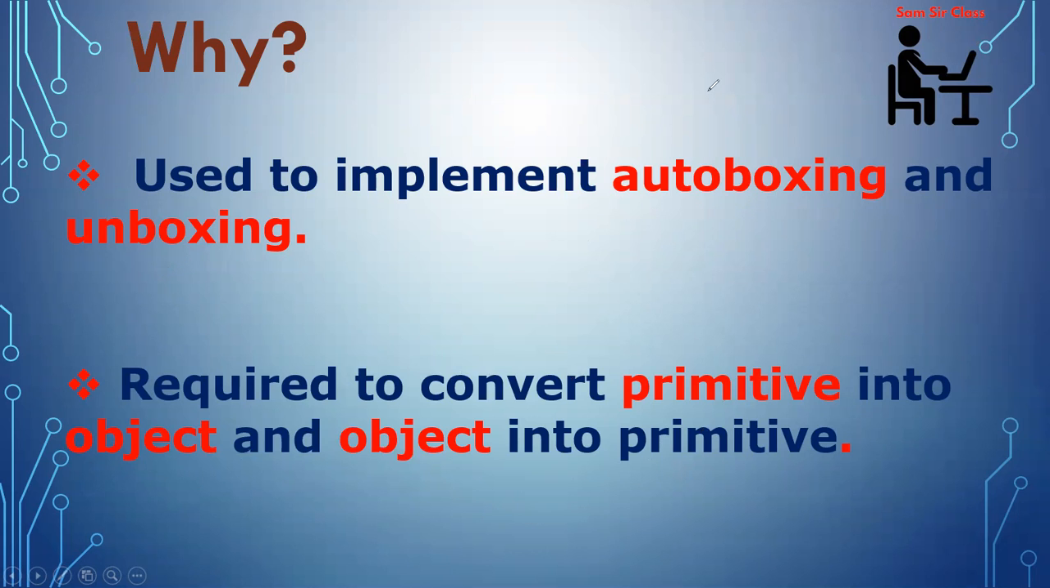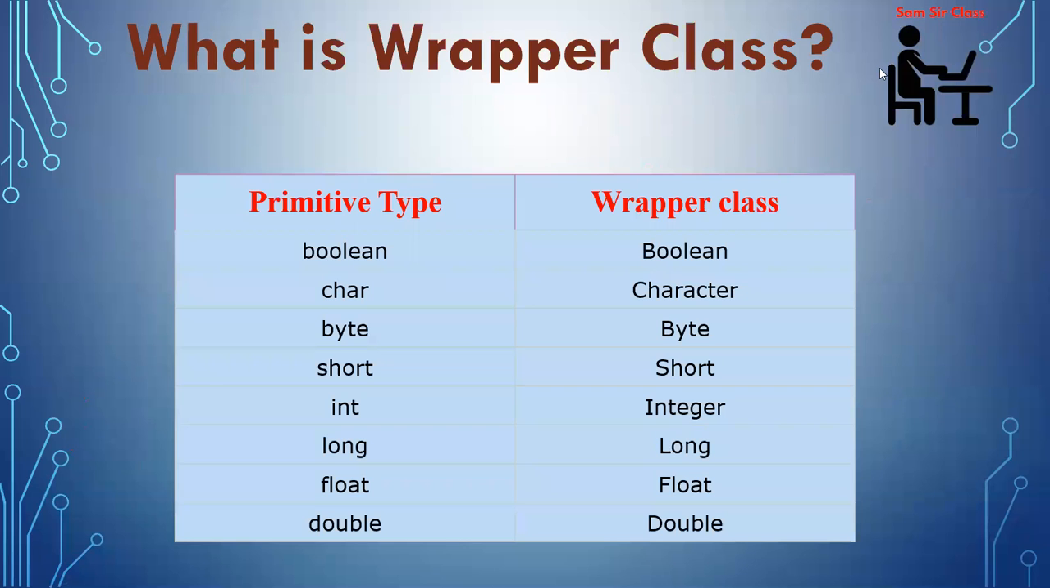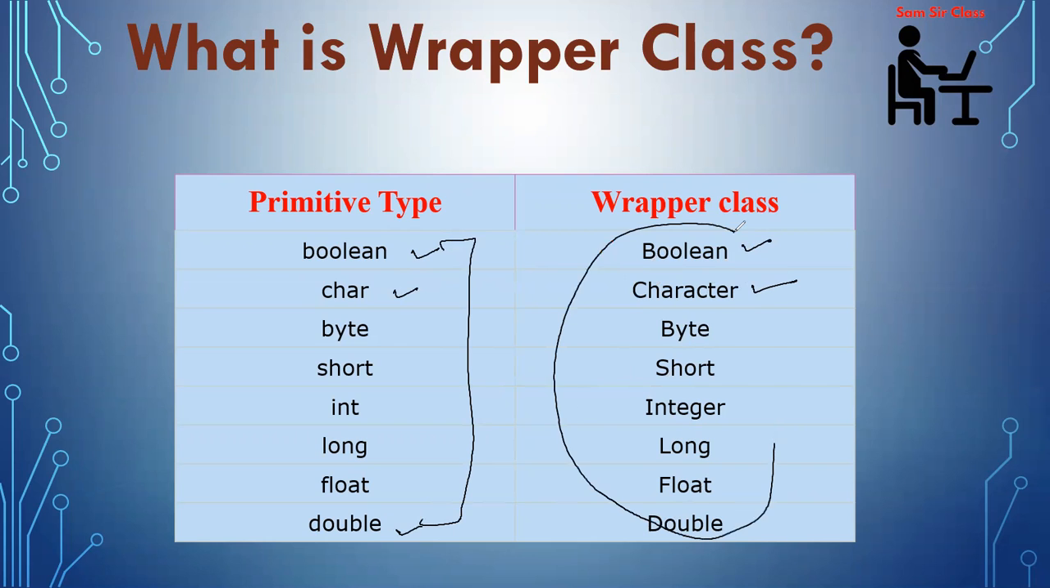Now what is a wrapper class example? In Java, every primitive data type has a corresponding class name, and all of them start with a capital letter. So the char data type has the Character class, byte has Byte. Up to double, every primitive data type has a corresponding class name, and these class names are known as wrapper classes, and these are predefined.